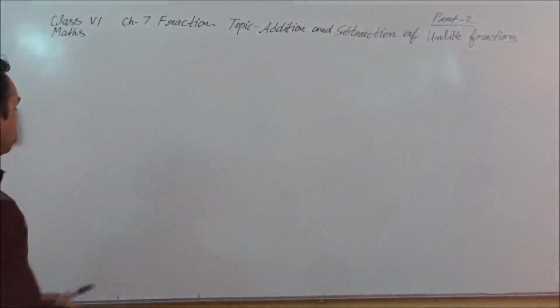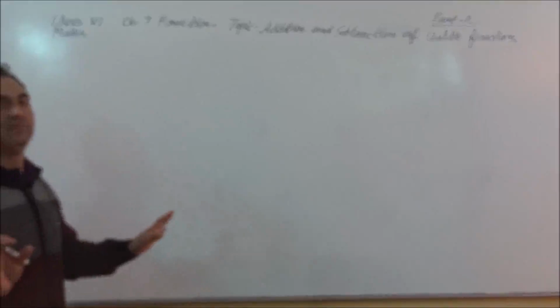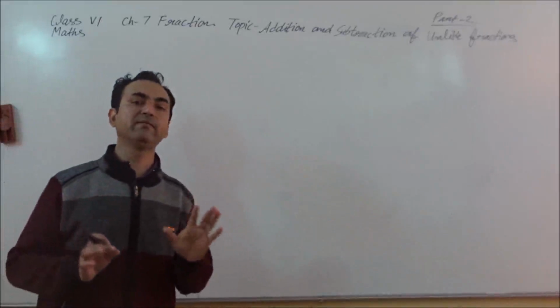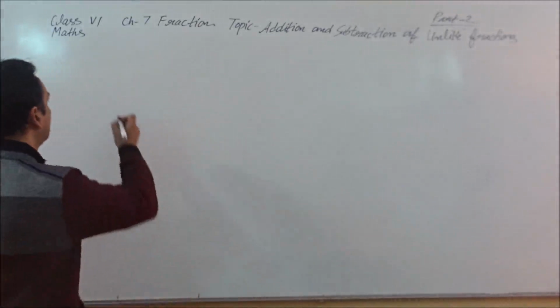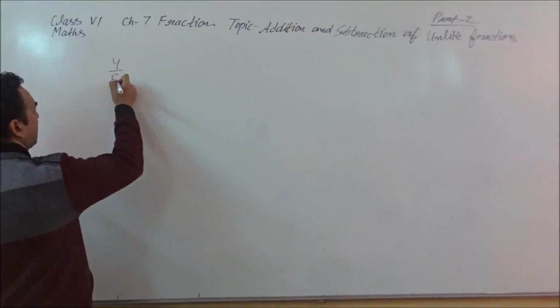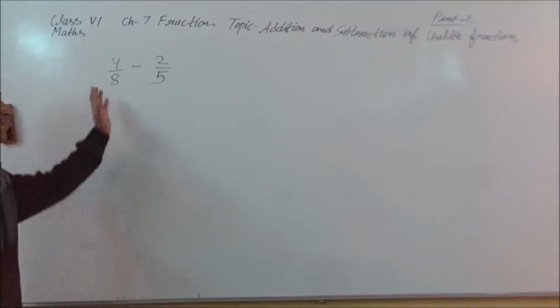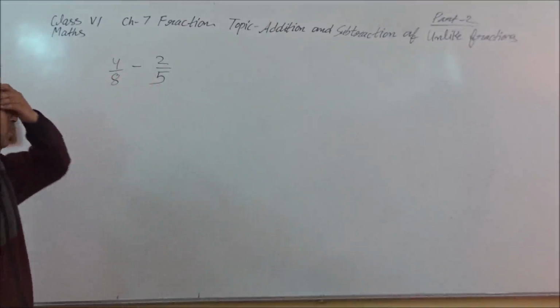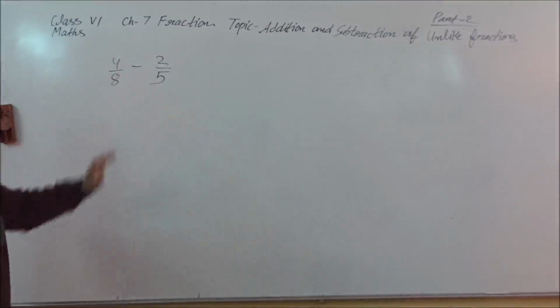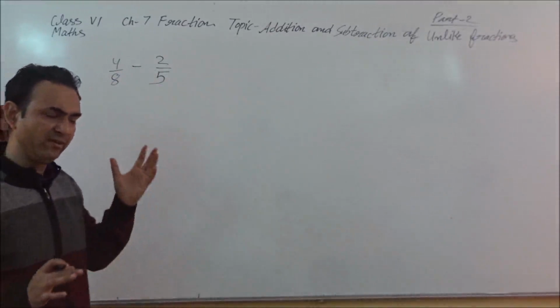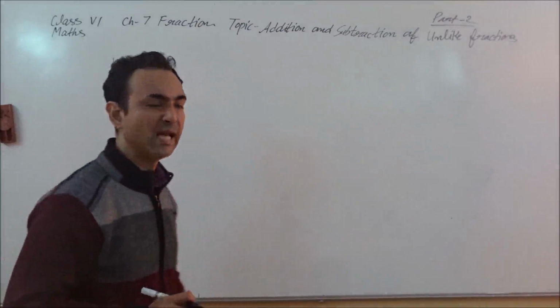Now we learn about subtraction. The method is the same. We just have to remember that we have to use the minus sign. So 4 upon 8 minus 2 upon 5. Right? Unlike fractions, subtraction sign. How will we do subtraction here? See here, the method is the same. We will change them into like fractions.